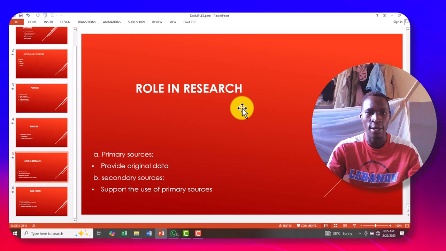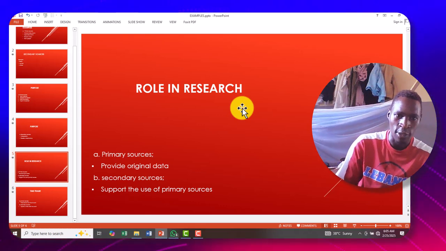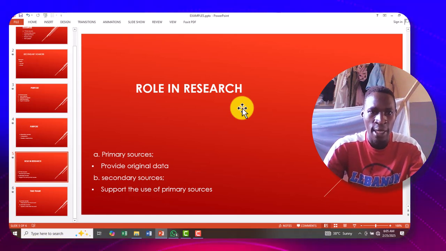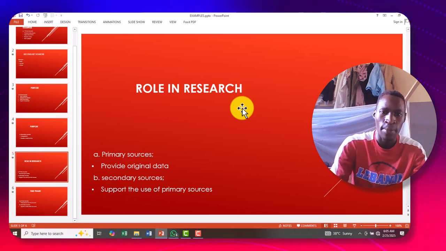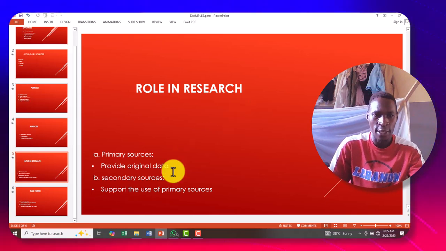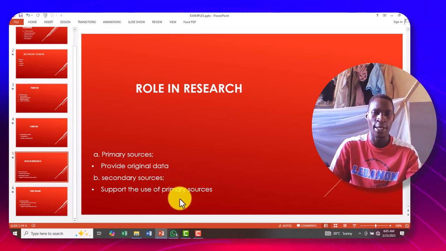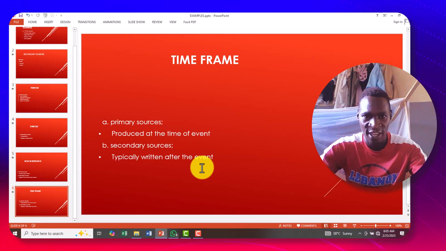We have the role in research. What is the role of the primary source in research? When you look at the primary sources, one, they provide us with original data. Then the secondary sources simply support the use of primary sources. Actually, they add more meaning to the primary sources. Then last, we have the time frame.